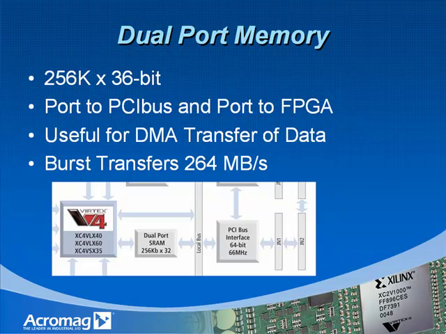Dual port memory is available on the PMC-LX/SX. This memory density is 256K by 32 bits. One port of this dual port memory connects directly to the PCI bus through the PLX chip. The other port connects directly to the FPGA. Useful for DMA transfers, burst transfers up to 264 megabytes per second are possible.